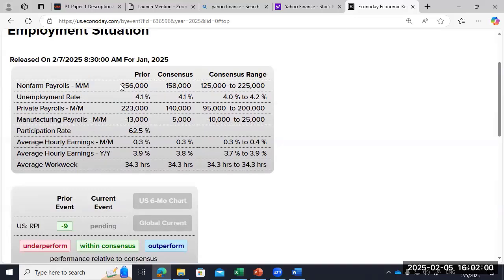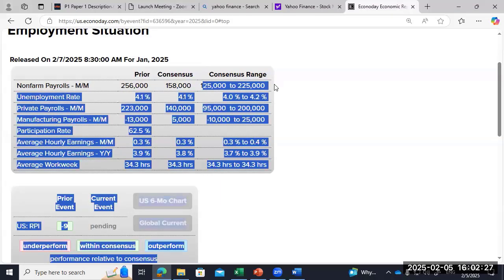So we had a really strong December. We had 256,000 jobs added. The consensus range is pretty wide this time, but they're expecting 158,000. That's not a weak number. It's just this number was so strong. It was a pretty shocking number. Good chance that it will be, well, it will be revised. Good chance it could be revised down. So you will actually talk about the prior number being revised.